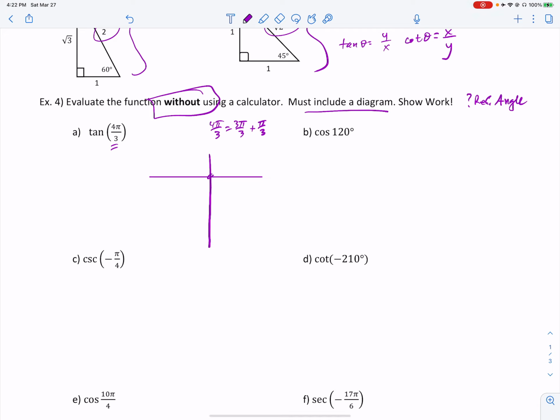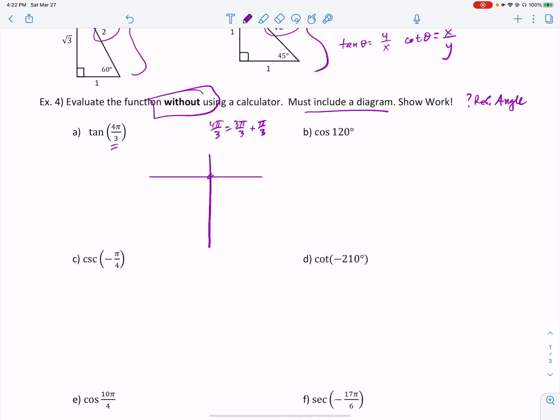And so initial side, turn, and then think you're going to be going 60 degrees beyond half a turn. And so that's my reference angle. Right here is your pi thirds. So my reference angle, which I guess we can use the notation for, it'll be shorter, is going to be pi thirds. And so pi thirds is your 60 degrees.